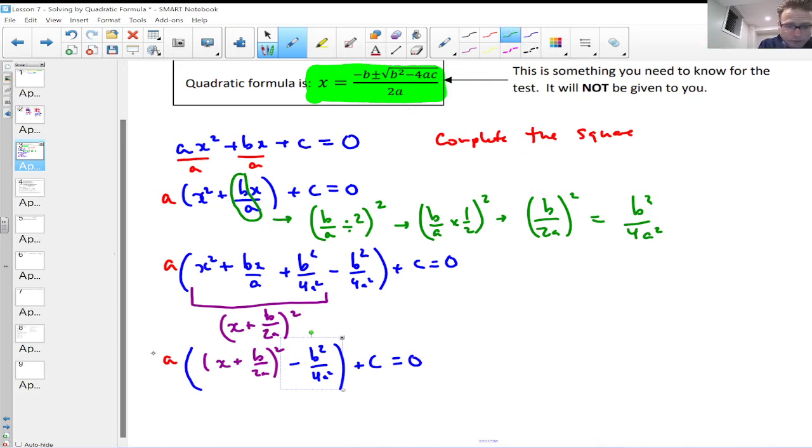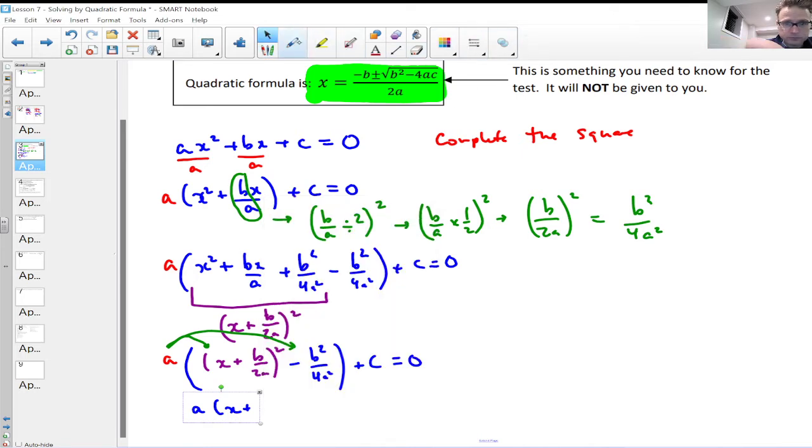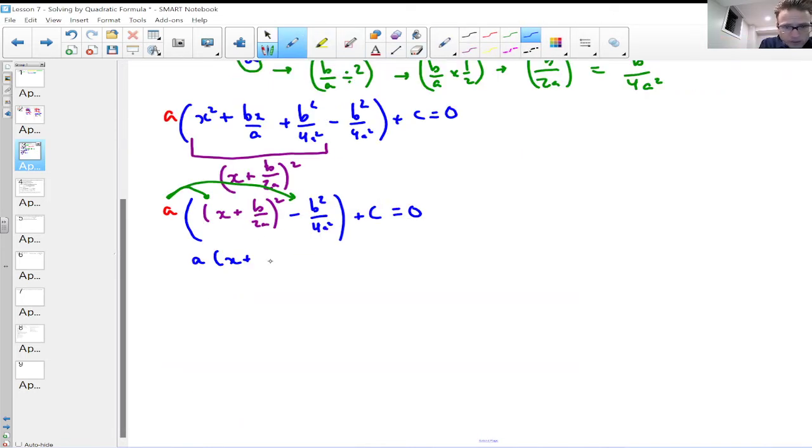Now I'm going to multiply both of these terms by a. So this gets multiplied by a, and this gets multiplied by a. So what do I have now? I'm going to go all to blue here. I'm going to have a times x plus b over 2a, squared, minus b squared over 4a, plus c is equal to 0. And again, with the a being multiplied by the b squared over 4a squared, one of the a's cancels in the denominator. So there we go.